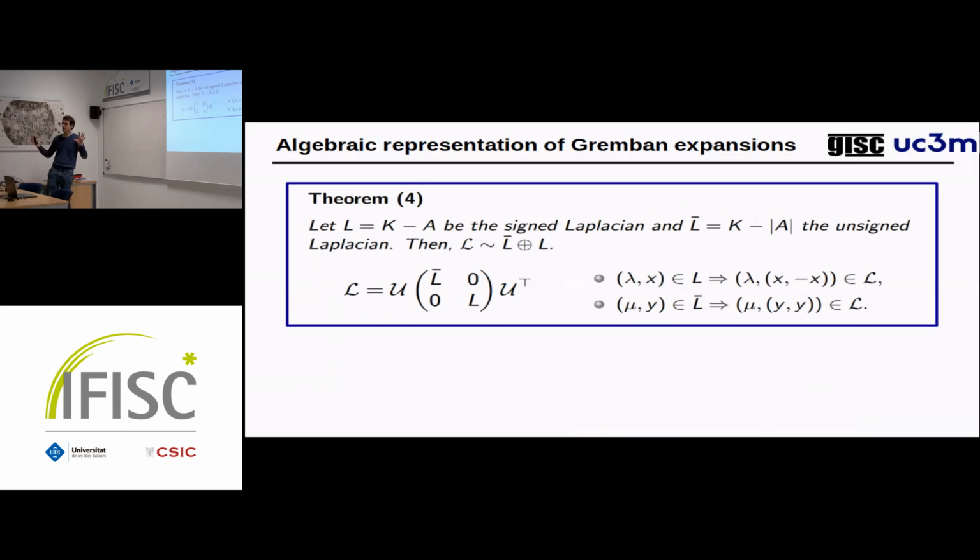So this is telling us that the Greenbank expansion is simultaneously containing the information of the signed network and its unsigned backbone. Moreover, if a vector is an eigenvector of the signed Laplacian, then this eigenvector leads to an antisymmetric eigenvector in the Greenbank expanded Laplacian. And eigenvectors of the unsigned Laplacian get mapped to symmetric eigenvectors of the Greenbank Laplacian.